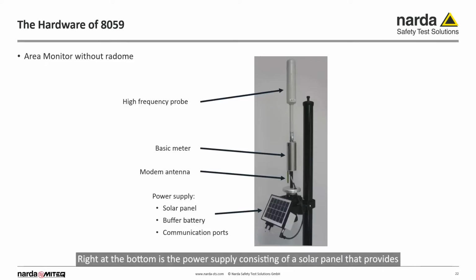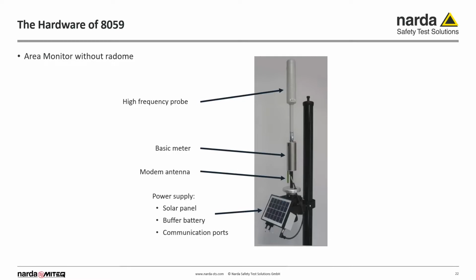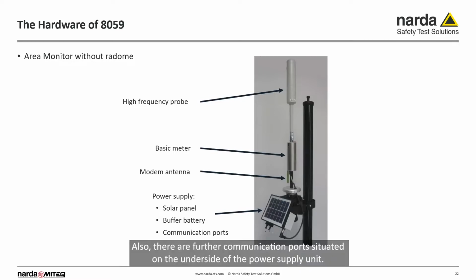Right at the bottom is a power supply consisting of a solar panel that provides continuous power through the day and charges the buffer battery at the same time. The battery takes over during the night, enabling true 24/7 operation. Also, there are further communication ports situated on the underside of the power supply unit.